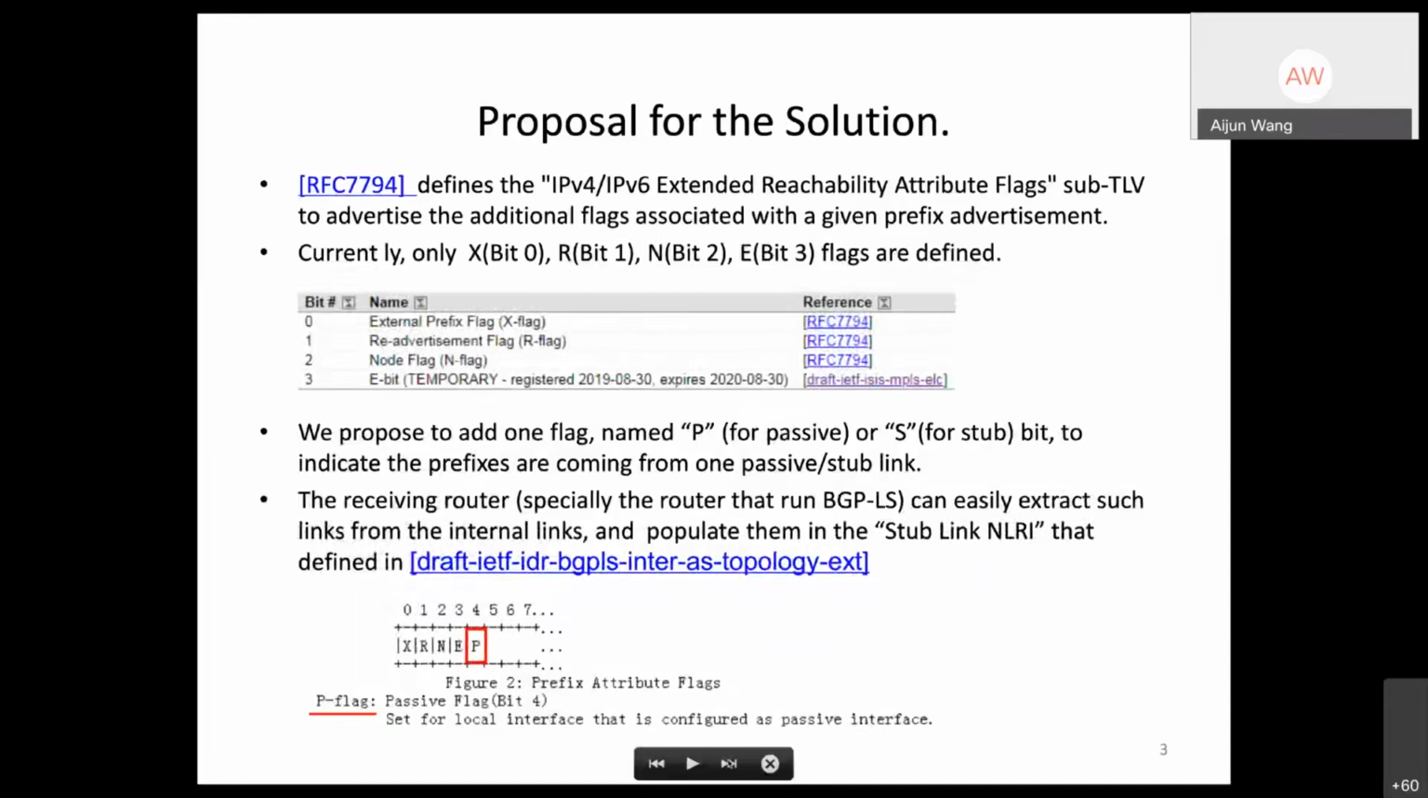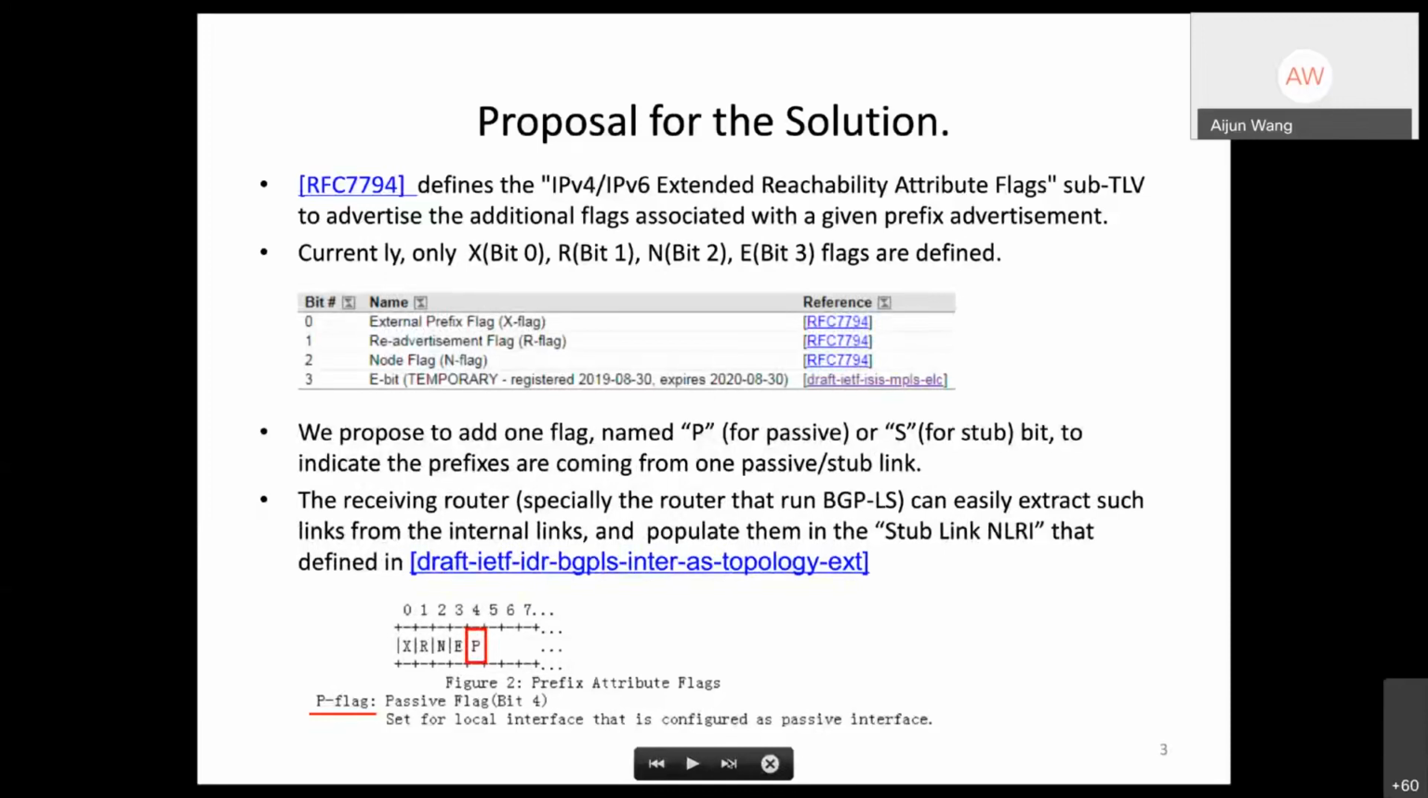RFC 7794 has defined the IPv4 and IPv6 extended reachability attribute flags sub-TLV to advertise additional flags associated with the prefix. Currently, it defines four flags. Here we want to propose one flag named P for passive or S for stub to indicate that the prefix is coming from a passive or stub link.